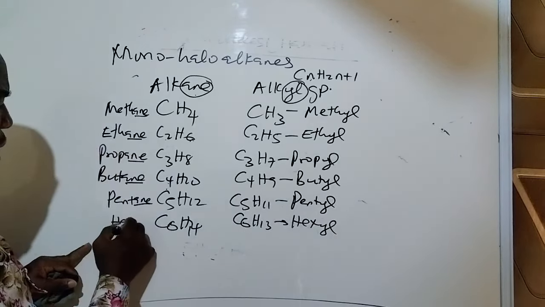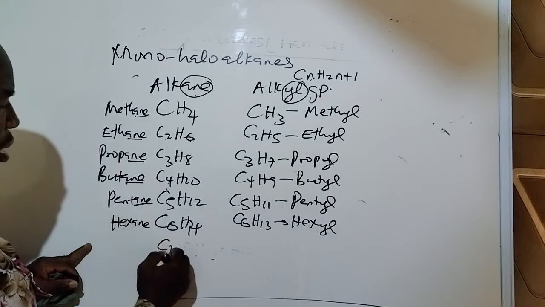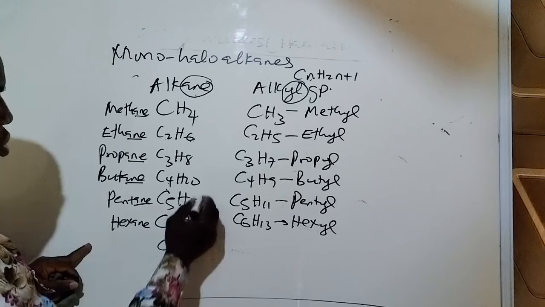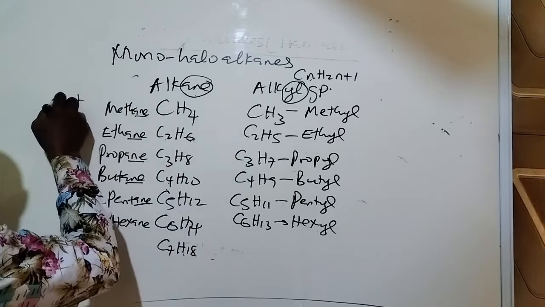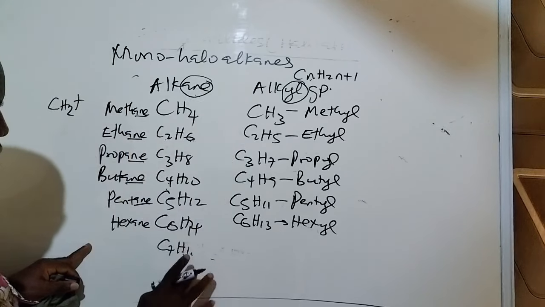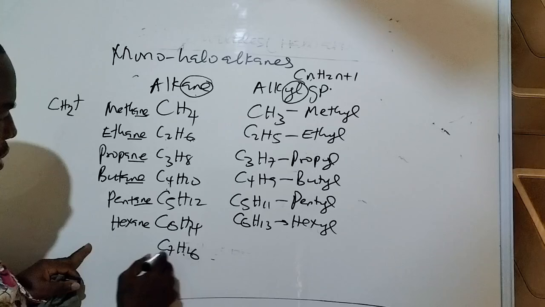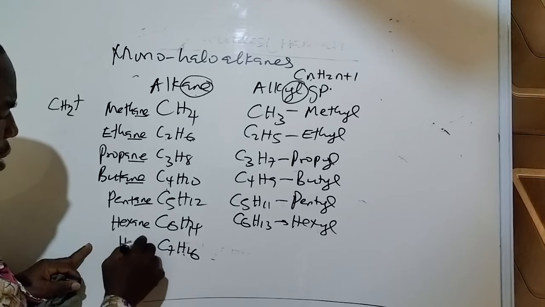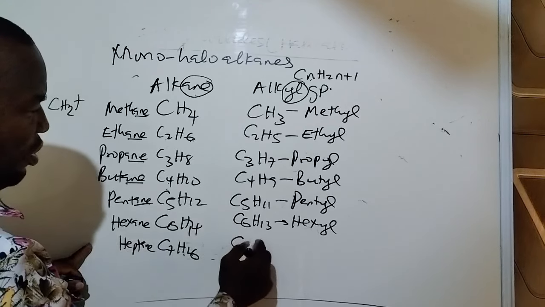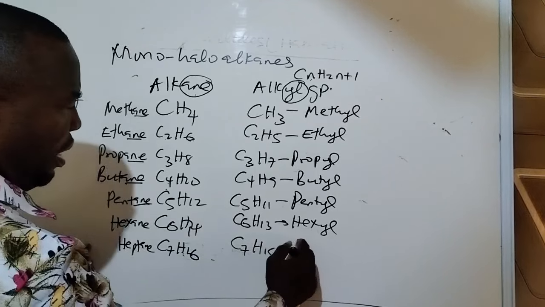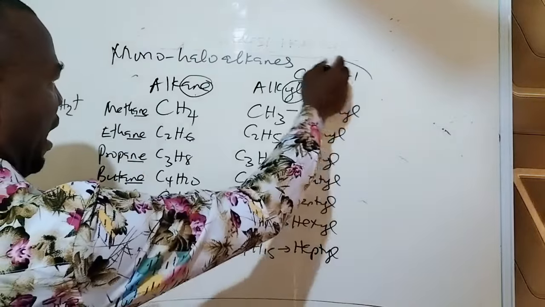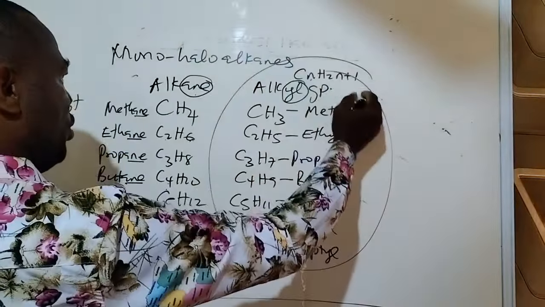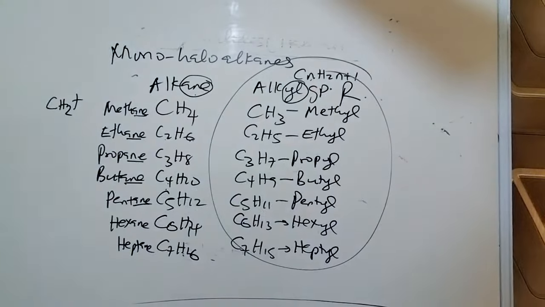Hexane gives you hexyl. C7, continue adding the CH2. Continue adding the CH2, and you get C7H16, heptane. What is C7H15 called? This is called heptyl, and so on. You now generate the R group, the alkyl group R generated.